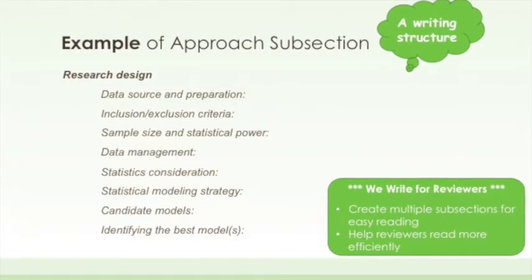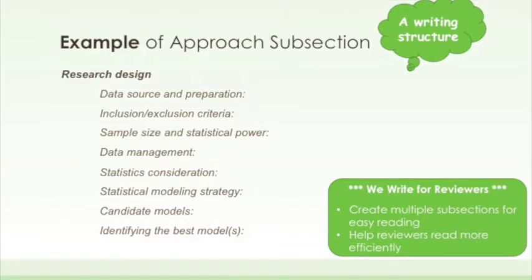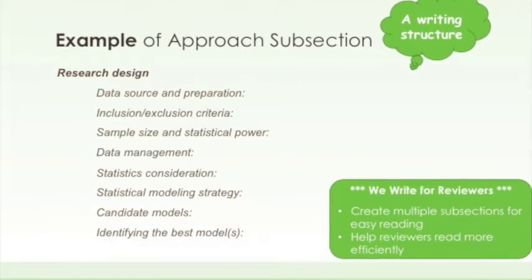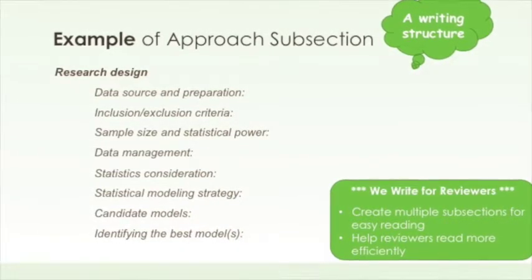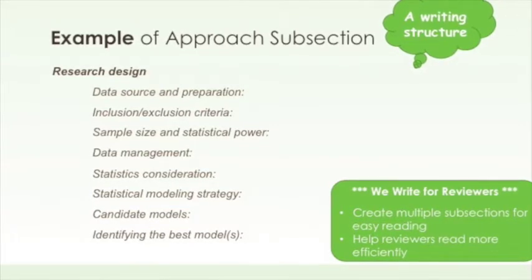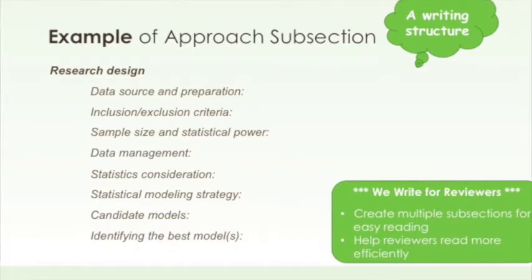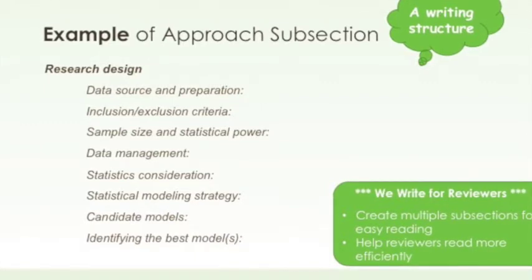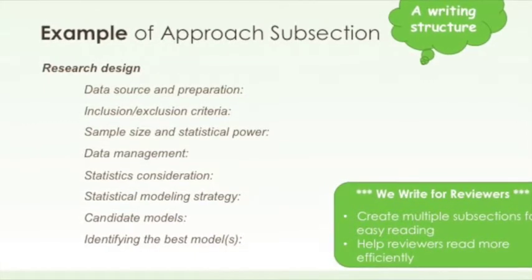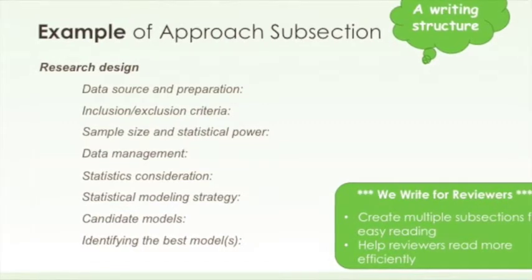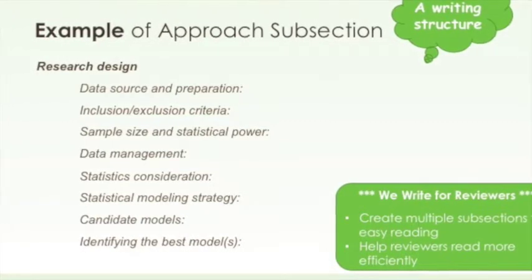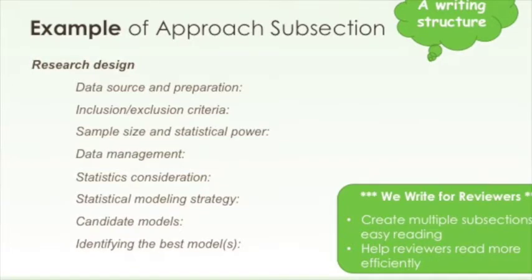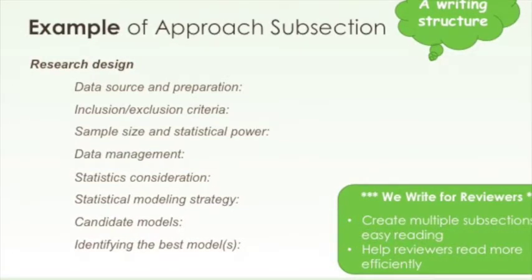So this is another example in one of my proposals. For the research design section, we talk about the data source. I'm doing secondary data analysis, and how to prepare the data, what the including and excluding criteria are, how to do the sample size and power analysis, how to manage the data, how to do the statistical parts, how to do the modeling, what the candidate models are, and how we can find out the best model. So the idea here is we have a flow of writing. We have to create multiple subsections for easy reading.